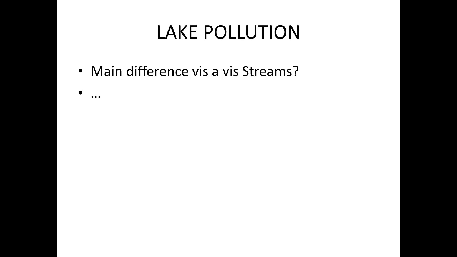Lakes, when compared to streams, behave in a different fashion when impacted by pollution, and we'll get to that in just a moment. Firstly, though, I want to point out the main obvious difference between lakes and streams, which is that unlike streams, the water in lakes is mostly stagnant. That is, the water in lakes does not flow like a stream does.